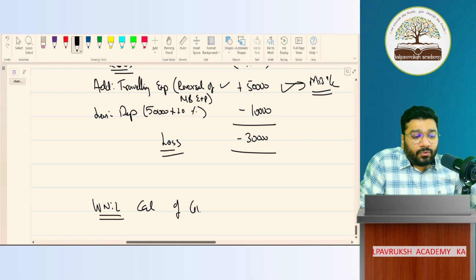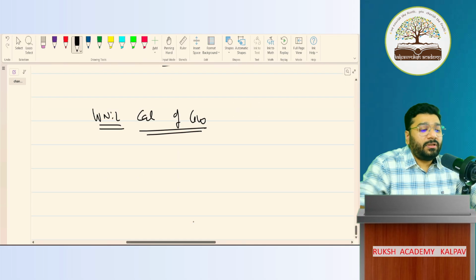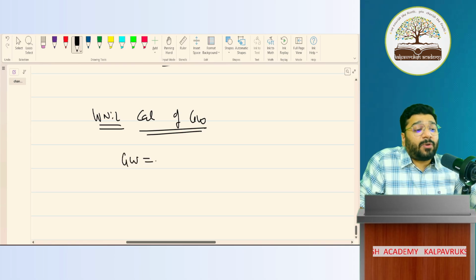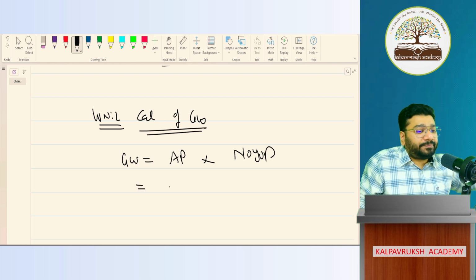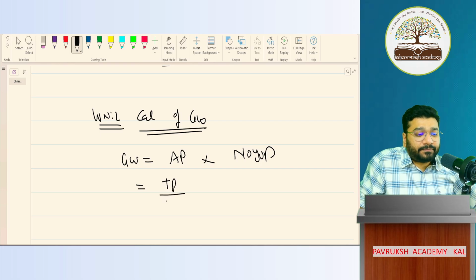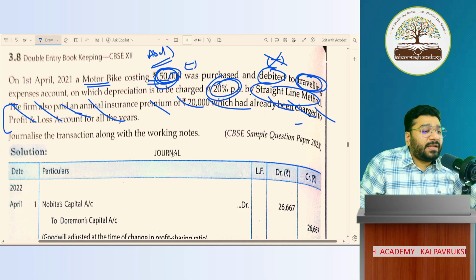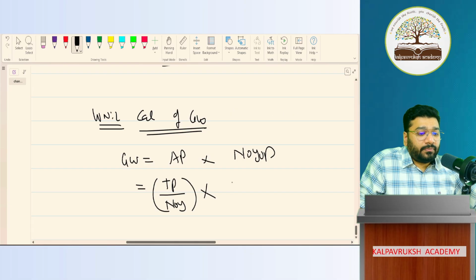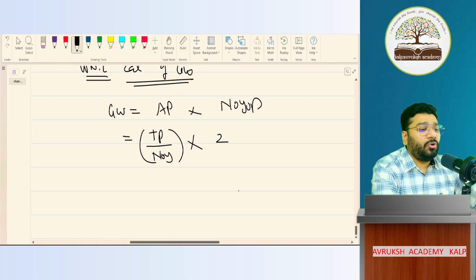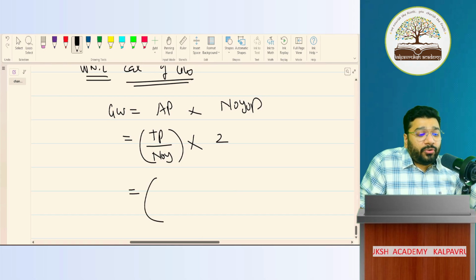Calculation of goodwill. For this, what is the formula for goodwill under the simple average profit method? Average profit into number of years of purchase. Can I calculate average profit here itself? Total profit divided by number of years, the whole multiplied by the number of years of purchase, which is 2. Okay, not okay?